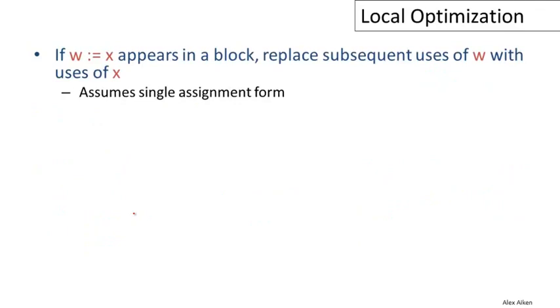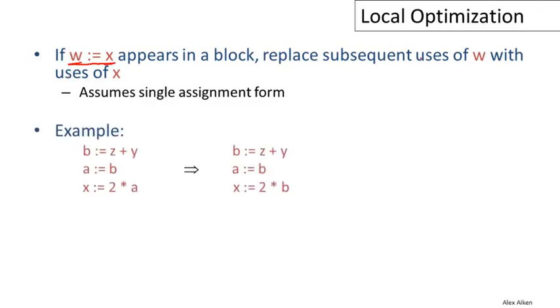So another use of single assignment form is that if we see the assignment W equals X in a block, so here the register W is being just copied from the register X, then all subsequent uses of W can be replaced by uses of X. So for example, here we have an assignment to B, and then we have a copy, A is equal to B, and then down here we have a use of A in the last instruction. Well, that use of A in the last instruction can be replaced by a use of B. And this is called copy propagation. Okay? We are propagating copies through the code.